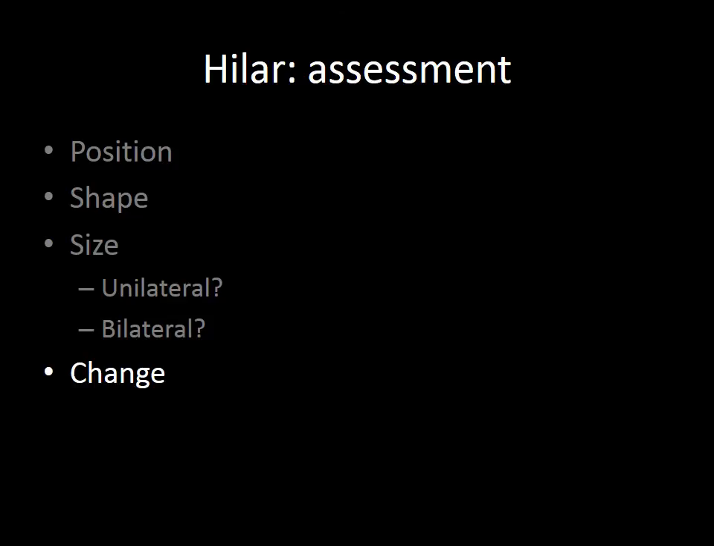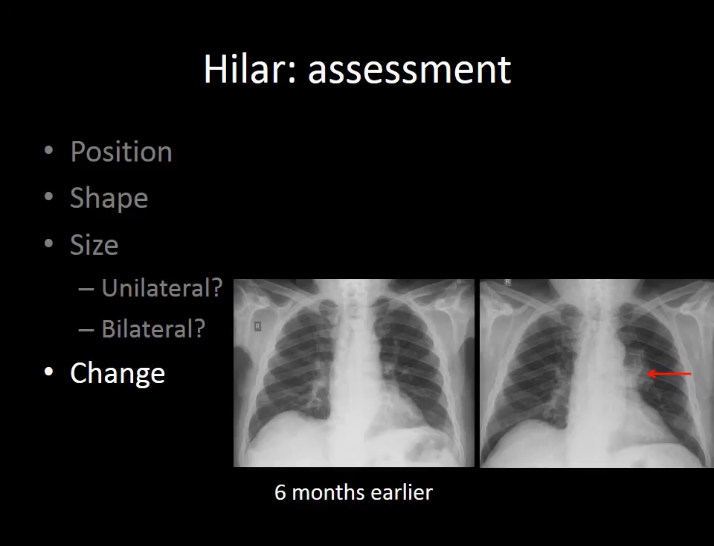As with any suspected pathology on a chest X-ray, it is important to compare with a previous chest X-ray in order to assess for interval change. This case demonstrates unilateral left hilar enlargement. The chest X-ray 6 months earlier was normal. This is a case of bronchogenic carcinoma.